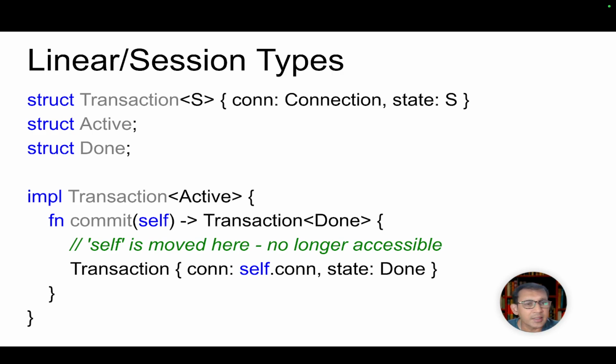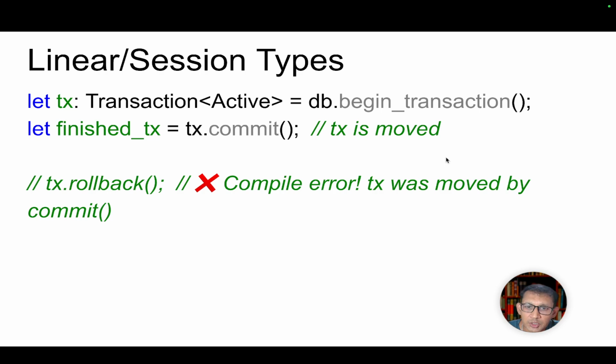The key insight is that the original transaction variable is no longer accessible after the commit call. If you try to use it again, the compiler gives you an error saying the value has been moved. This makes double commit bugs impossible, not because of runtime checks or defensive programming, but because the type system prevents you from even referring to the consumed transaction.